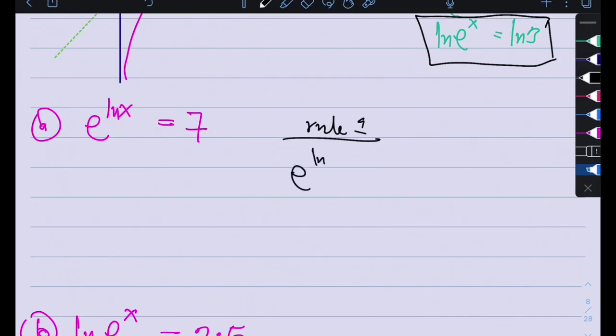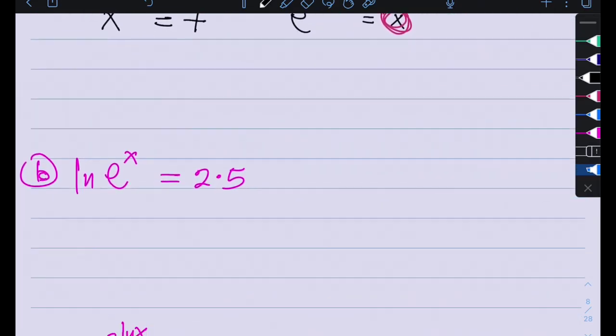Rule number 1. As we go on, I'll be telling you more rules. e to the power ln x is equal to x, okay? Right, take note of this. e to the power ln any value, the answer is that value. All right, so now we want to solve for x in this particular problem. So that means that from our left-hand side, everything here collapses to x. So we can just say that x is equal to 7, okay? Easy like that. So that's the rule.